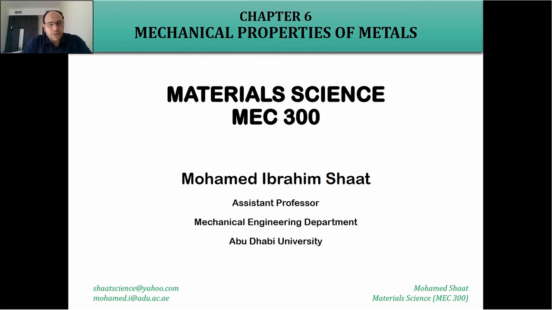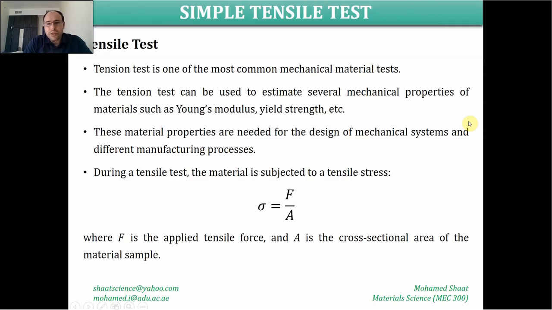This is chapter 6. In this chapter we are going to discuss the mechanical properties of metals. So we are going to start with the simple tensile test. This tensile test is a mechanical method of determining some of the properties of this material, and these properties are commonly known as mechanical properties. So we do have a mechanical method of determining the mechanical properties.